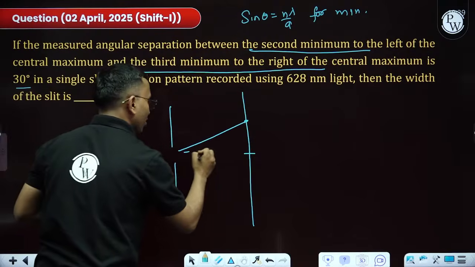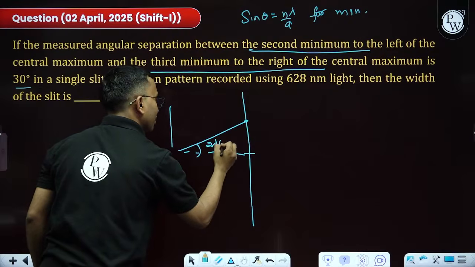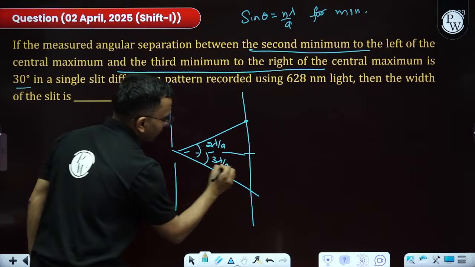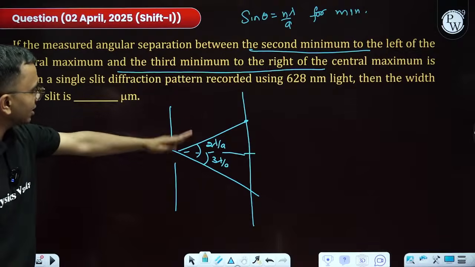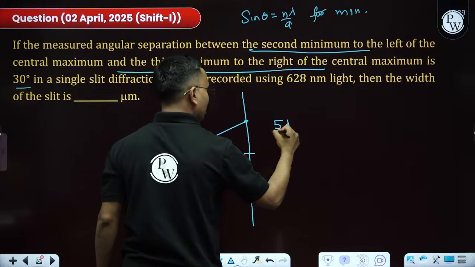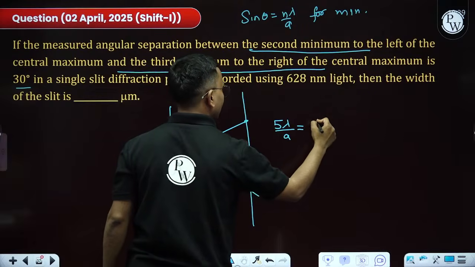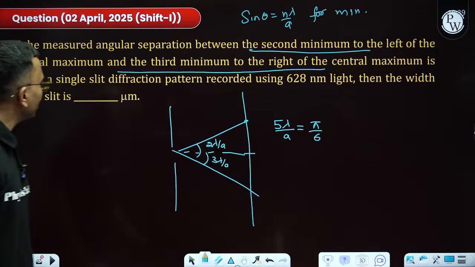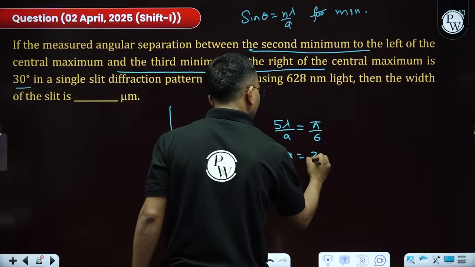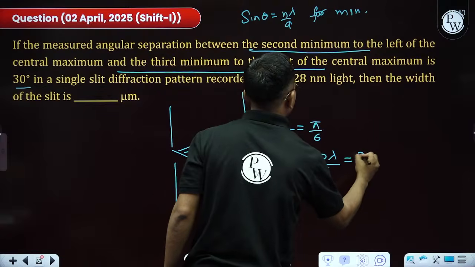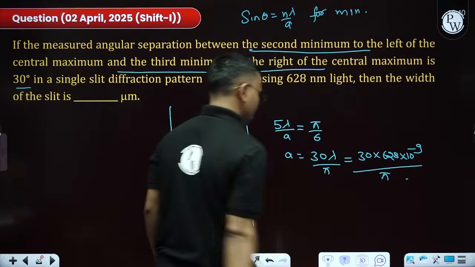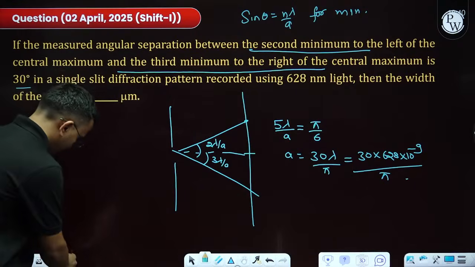Here the second minima, how much is this angle? 2 lambda by A. Third on the other side, how much is this angle? 3 lambda by A. And this total angle is given as 30 degree. It means the sum of 2 lambda by A plus 3 lambda by A, so 5 lambda by A is given as 30 degree, meaning pi by 6. Lambda is given, so I can find A. A comes out to be 30 lambda divided by pi. 30 lambda is 628 nanometer divided by pi. I can do the calculations and write the value of A.